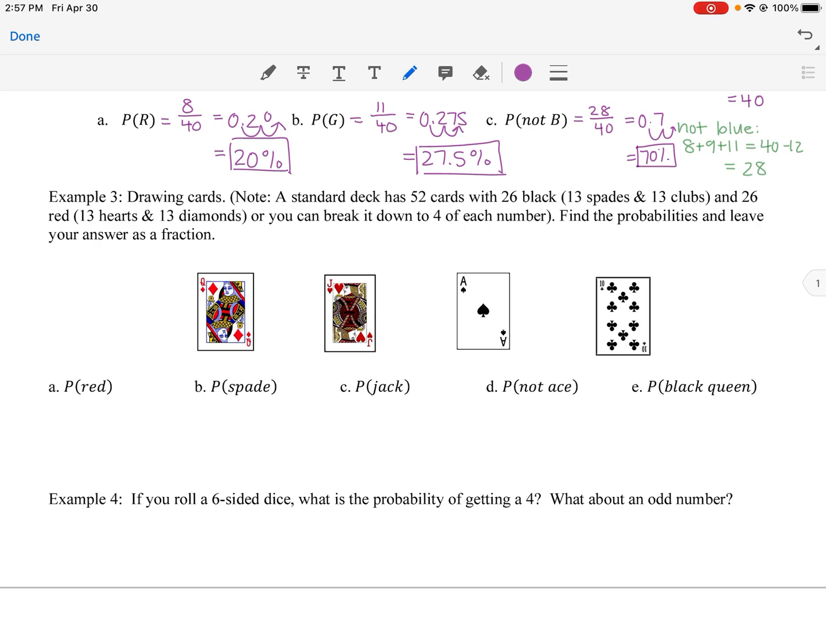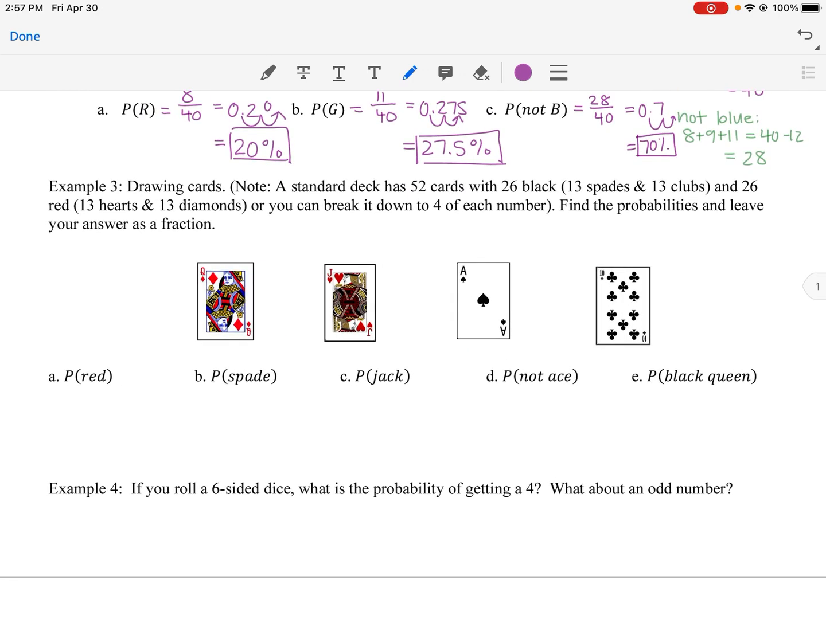So if we want the probability of reds, there are 26 red out of the 52 totals. You can either leave it like that, or remember on our calculators, if you hit math, enter, enter, this is equivalent to 1/2. Either way is totally fine. You can simplify it or leave it as is. If we're talking about spades, there are only 13 spades out of the total of 52 cards. If we talk about jacks, that's kind of like a number, so there's 4 out of the 52 cards.